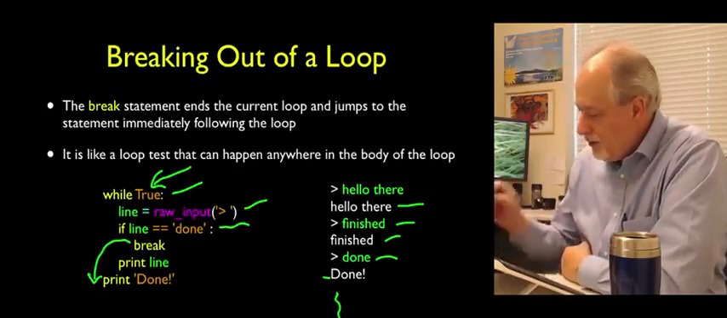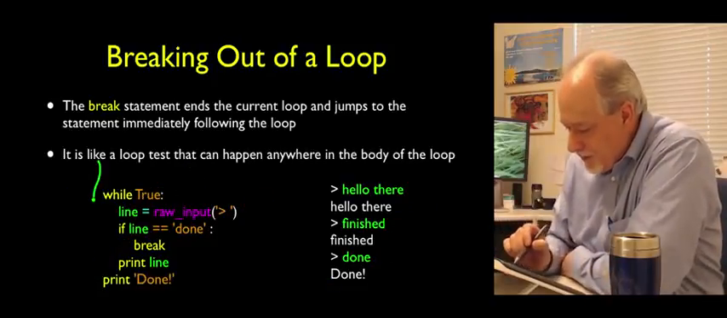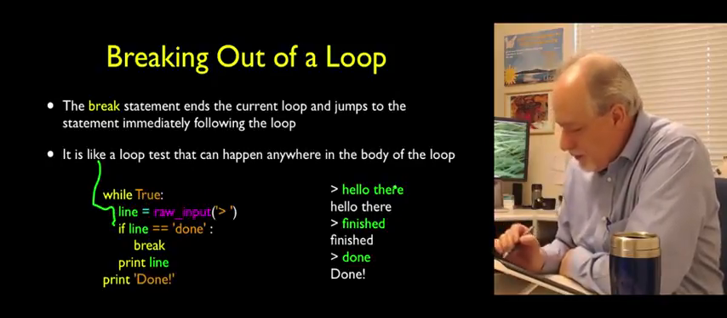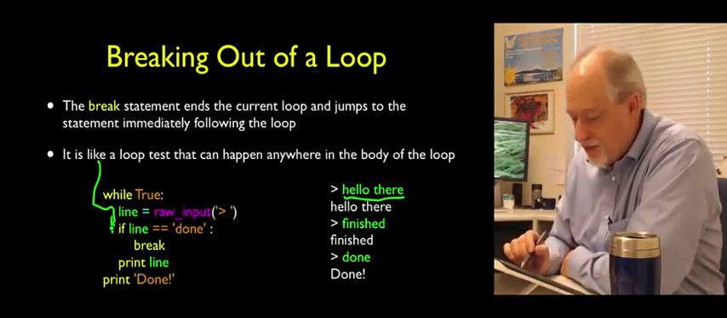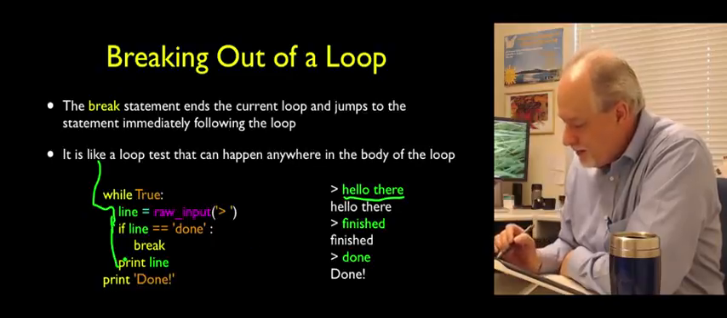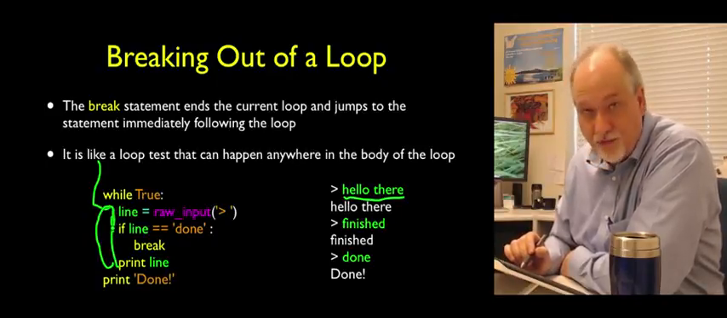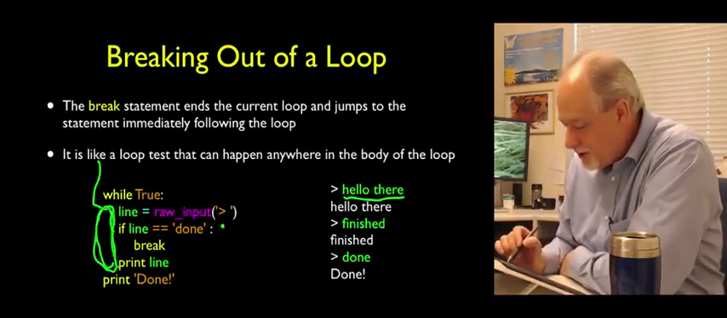Okay, so to look at this in some more detail, the first time it comes in, it does the raw input, because true is true, so it's going to run it, and then we enter hello there. It checks to see if what we entered is equal to the string done. It is not, so it skips, and it does the print. We do this one more time, and we type finished, and the line is not done. That variable line does not have the value done in it. So we print that. We come in one more time, but this time this is true, and so it goes in and executes the break, and then it escapes the loop.